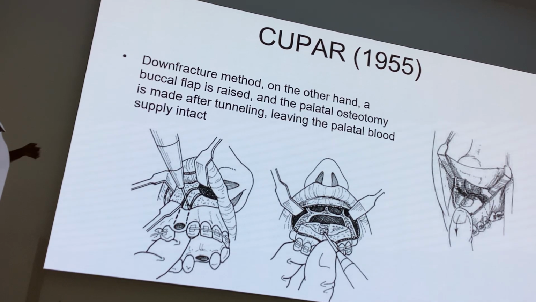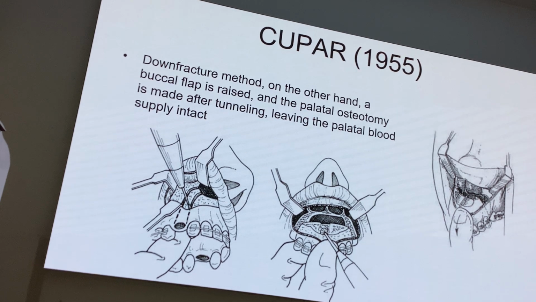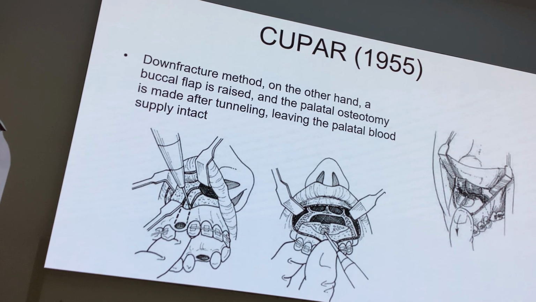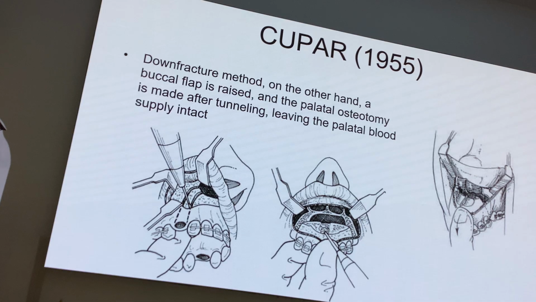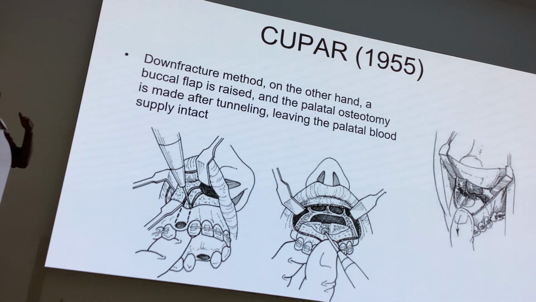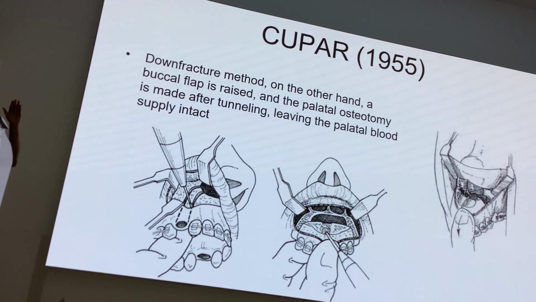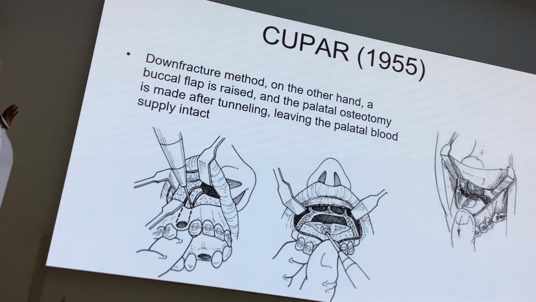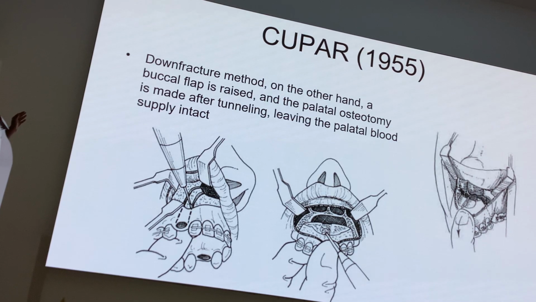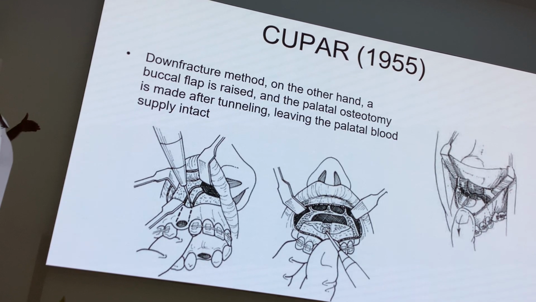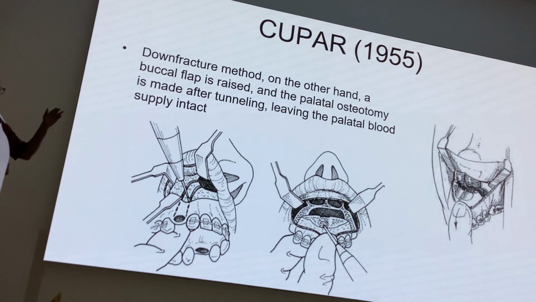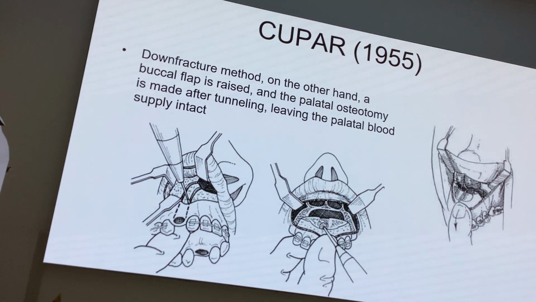Here, Köle's method, where a buccal flap is laid and the palatal osteotomy is made by tunneling. You are not putting an incision on the palate. You are putting a buccal incision, doing the buccal cuts and all, and the palatal area is done by the tunneling process. So the palatal flap is maintained here.